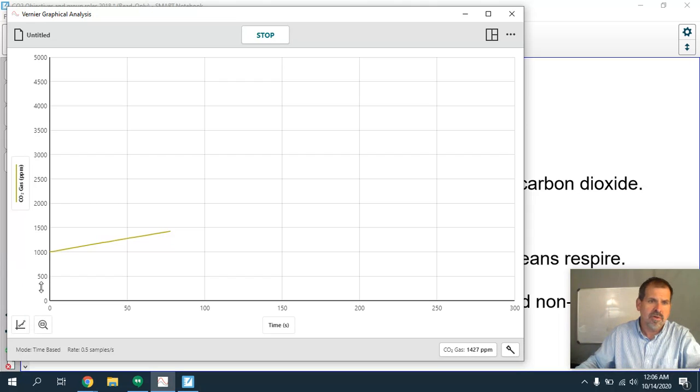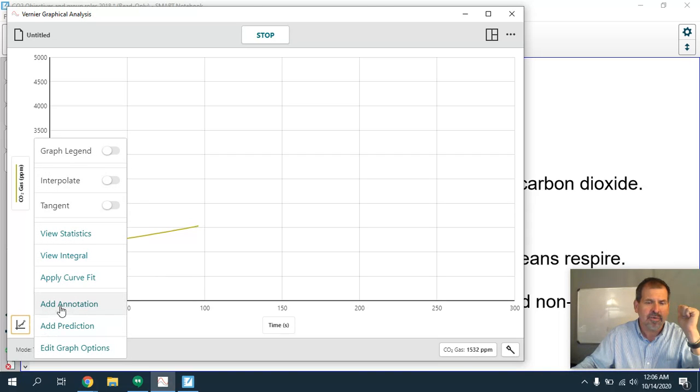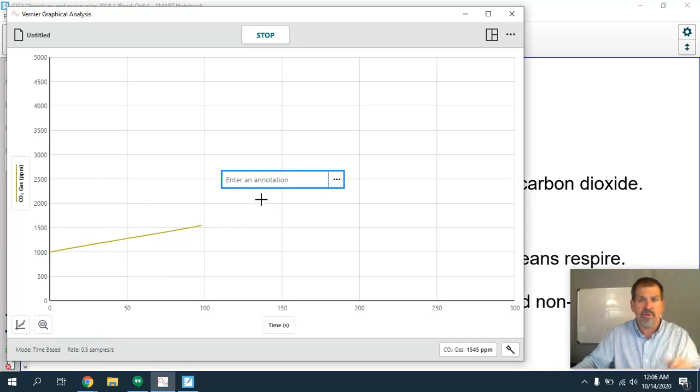All right, so as this runs, you can see, this is set to run for 5 minutes. And as this runs, the CO2 is collected, and then we can add some information to it as it runs. So for instance, I'm going to click on this and add annotation, and we're going to title this room temperature germinating beans.